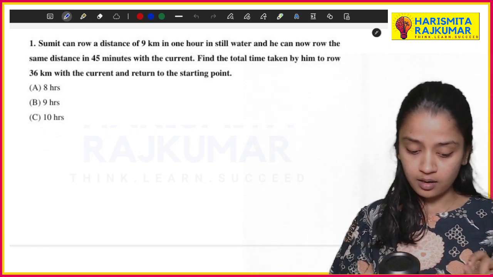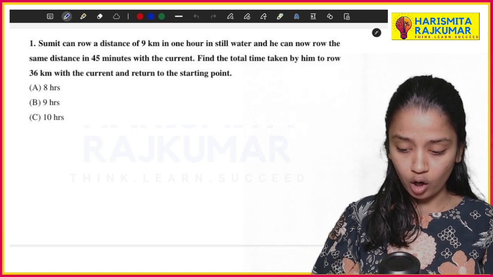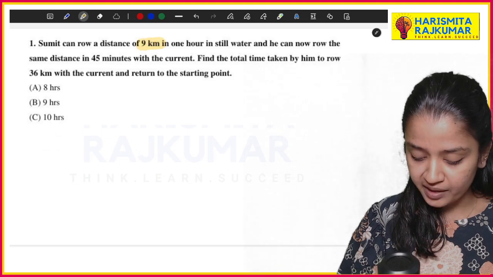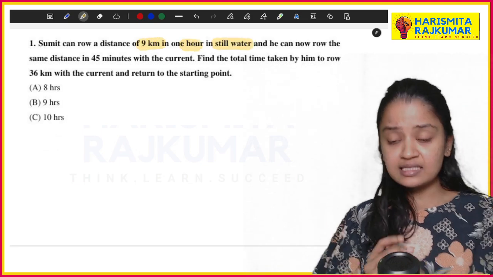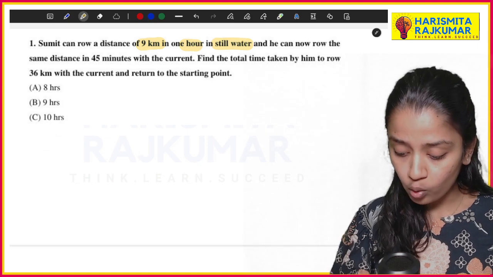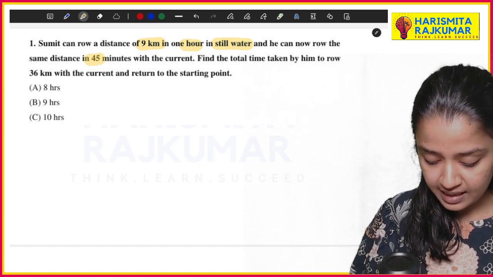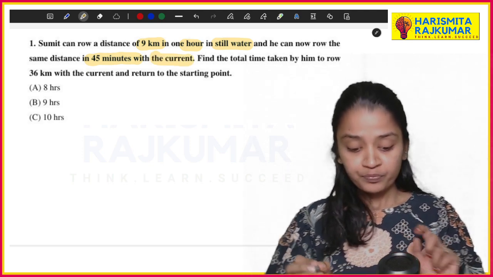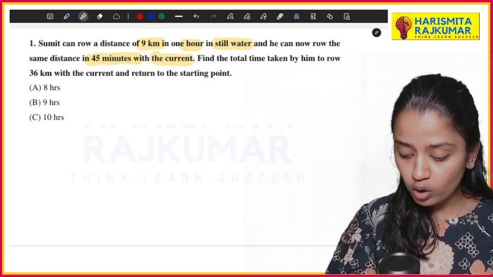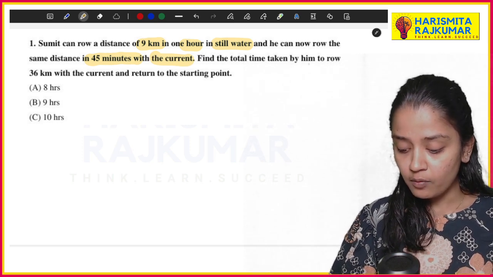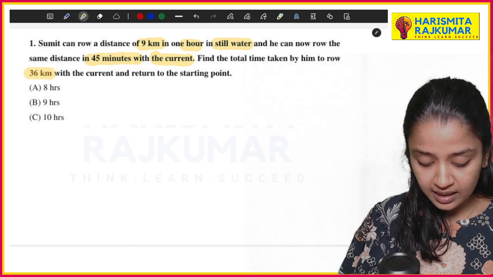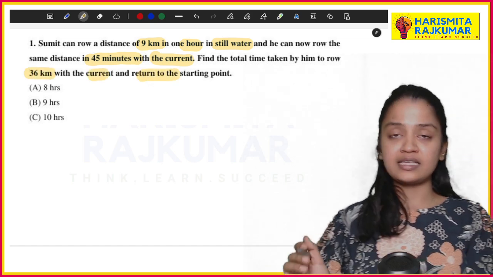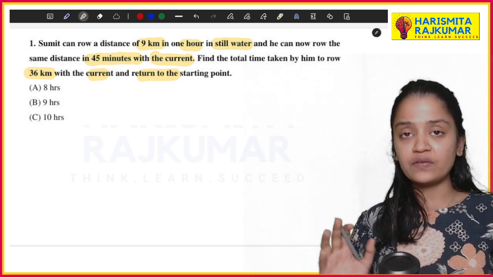Sumit can row a boat at a distance of 9 kilometer in 1 hour in still water, and he can now row the same distance in 45 minutes with the current. Find total time taken by him to row 36 kilometer with the current and return to the same point. For this, I'll give you a hint.